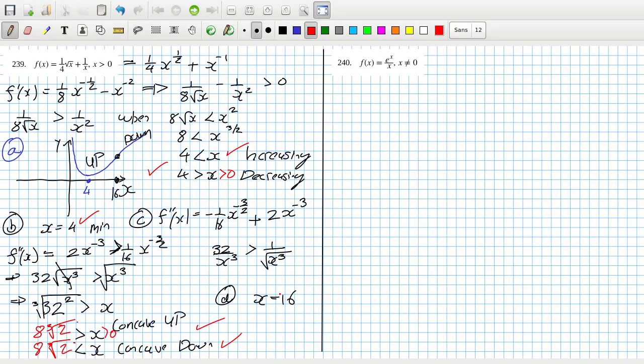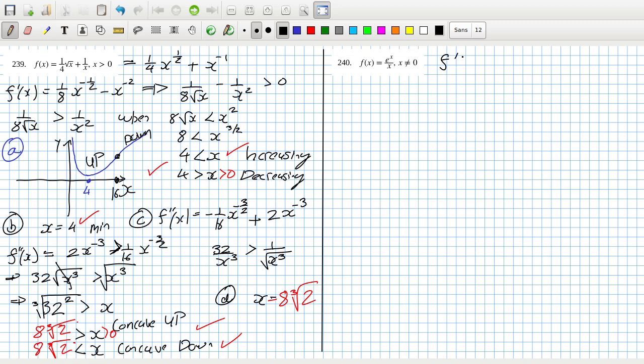Why did I say 16 actually? What's wrong with me? It's not. It's this number. What's wrong with me? 8 cube root 2. Still suffering from COVID effects. Okay, let's get this one flawlessly now.